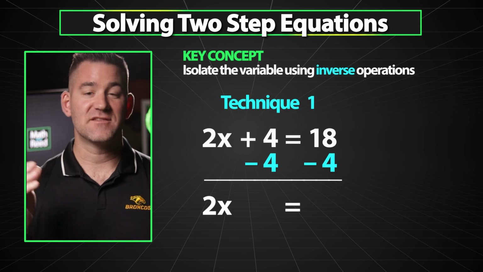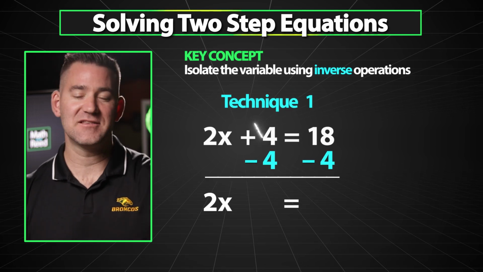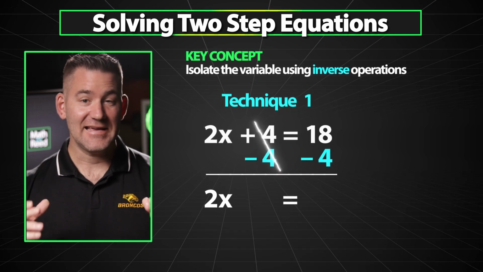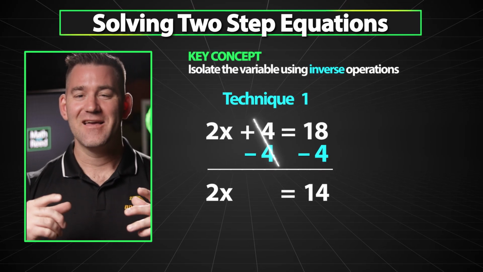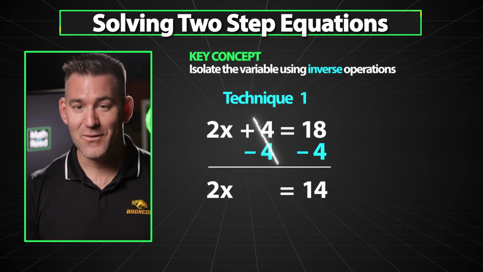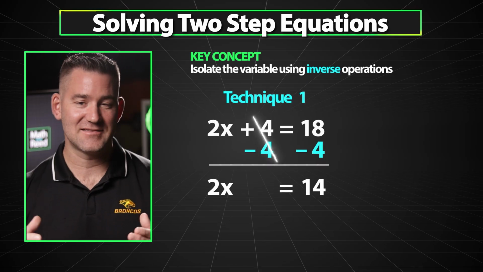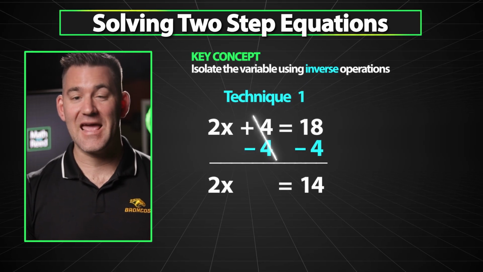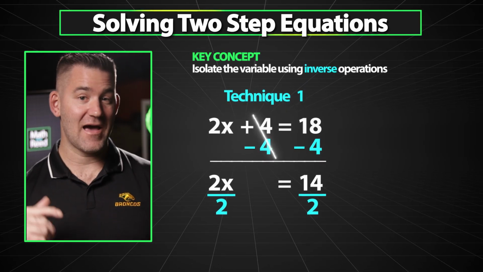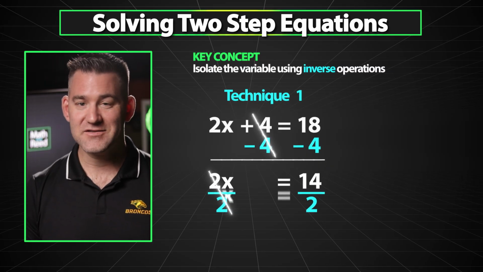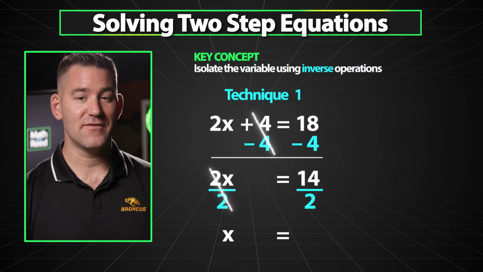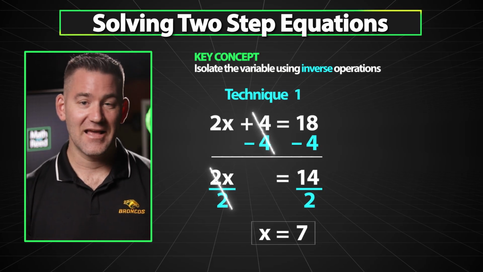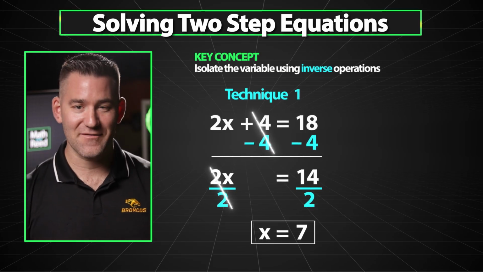Well, 4 minus 4 goes to 0. Let's just cancel those off. And 18 minus 4 gives us 14. Great! Now, let's get rid of that 2 that's multiplying to x. So let's do the inverse and divide. Well, 2 divided by 2 goes to 1, so we get x equals, and 14 divided by 2 gives us 7. So here, x equals 7.